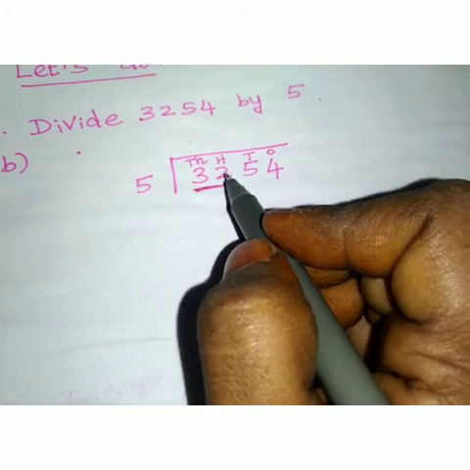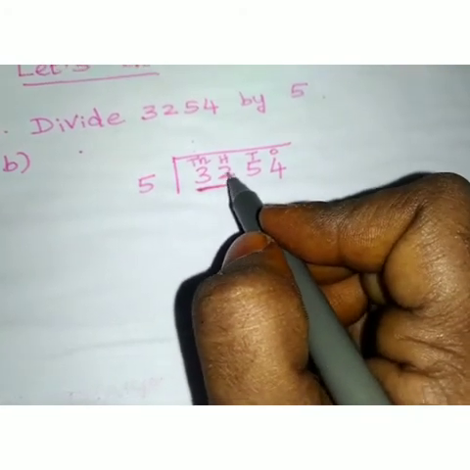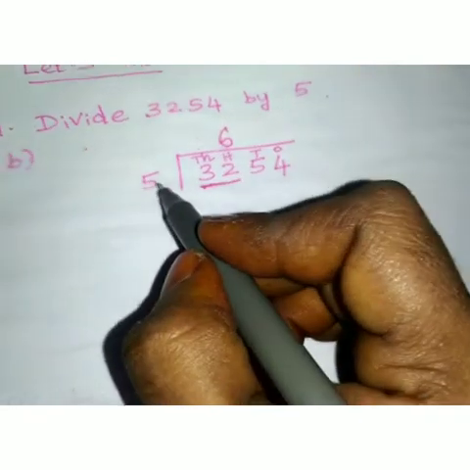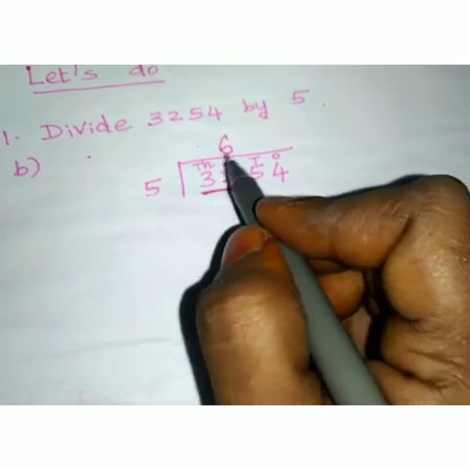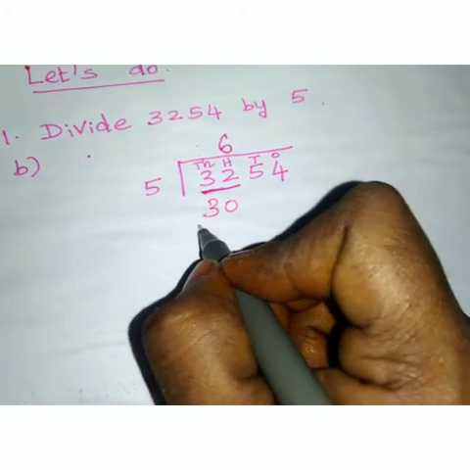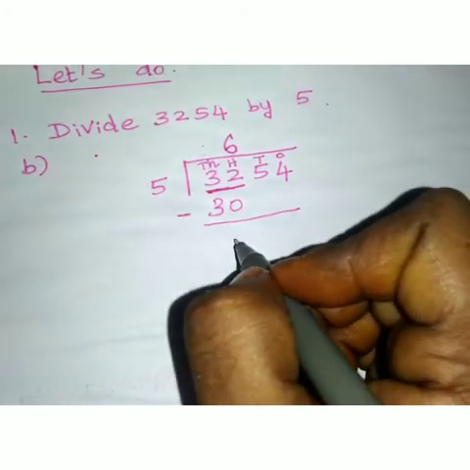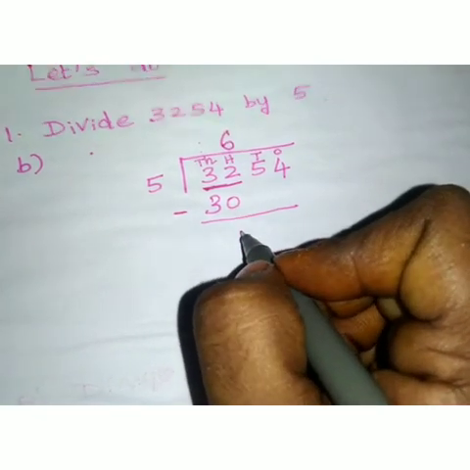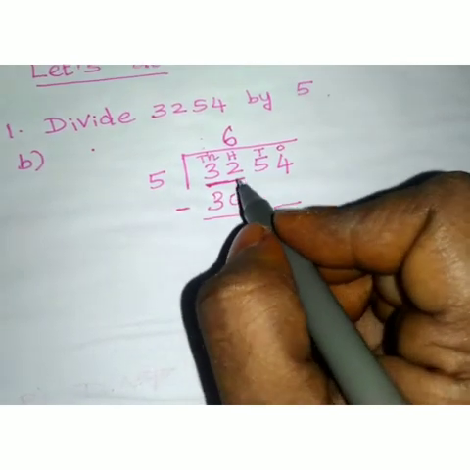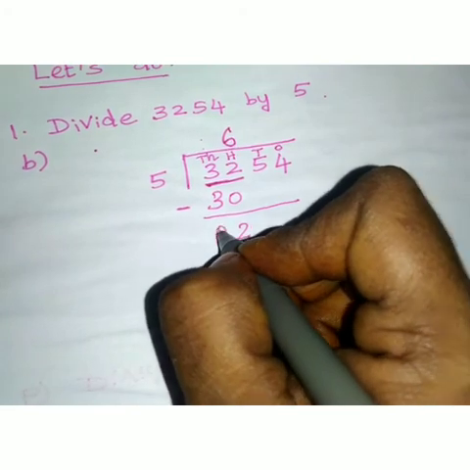We have to write above the hundreds place because we are considering 2 digits, right? So we have to write the number 6 above the hundreds place. 5 sixes are 30. Now subtract these two values. 32 minus 30. 2 minus 0 is 2. 3 minus 3 is 0, which means 32 minus 30 is 2.